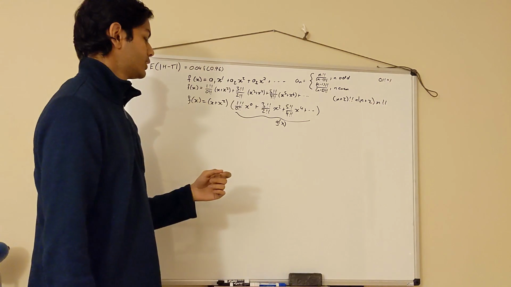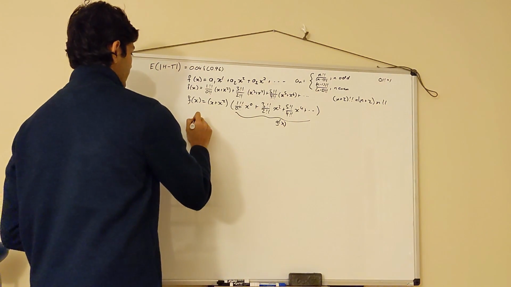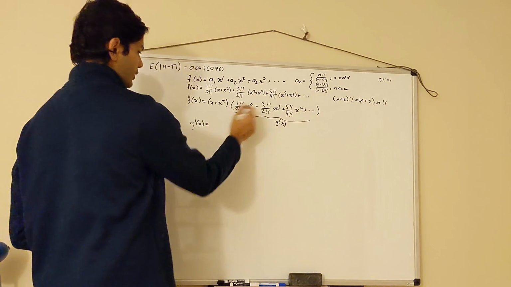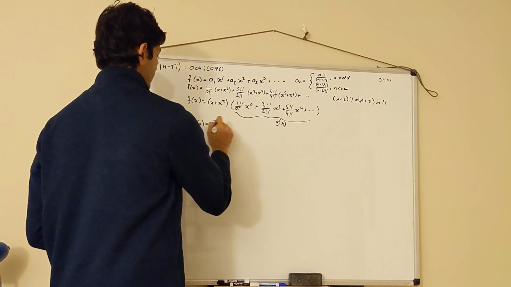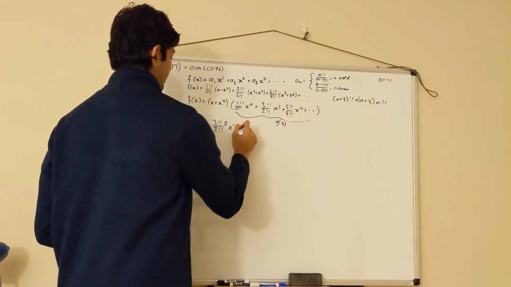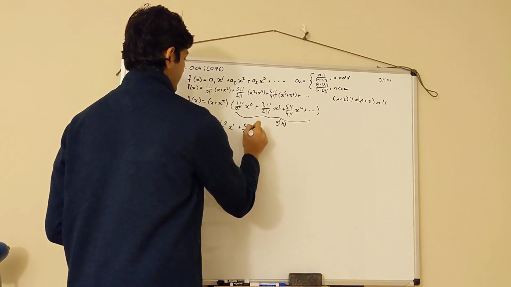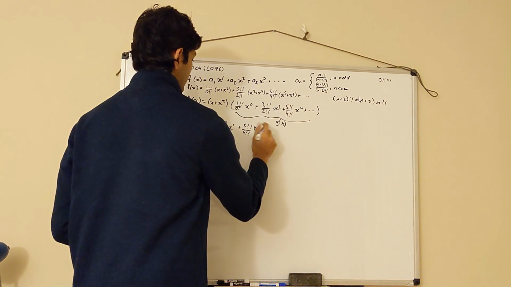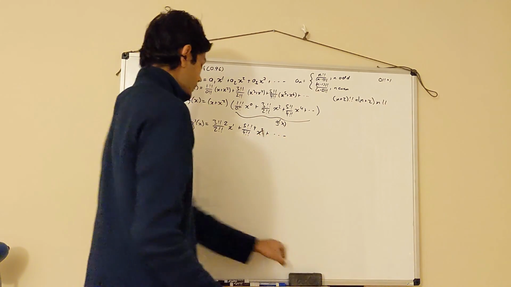So if we take the derivative of this function, maybe we can get something useful. So let's look at what g prime of x is. Well, the first term you can ignore because it's x to the 0. The next term will look like 3 double factorial over 2 double factorial times 2 times x to the 1, plus 5 double factorial over 4 double factorial times 4 times x cubed, and so on and so forth.